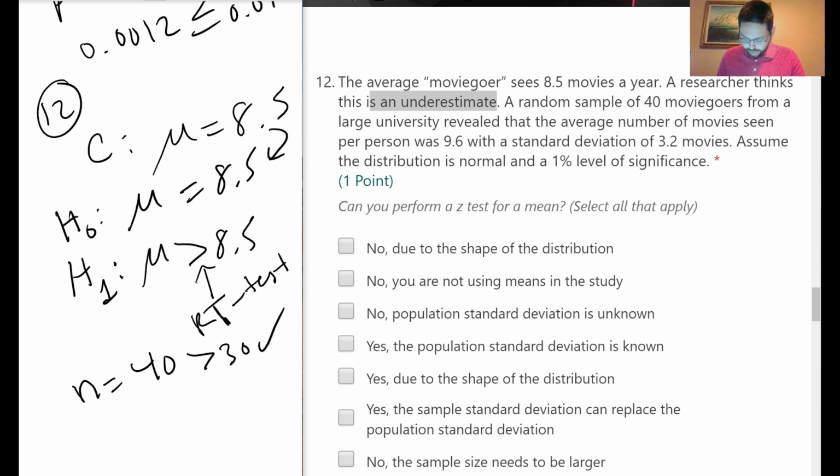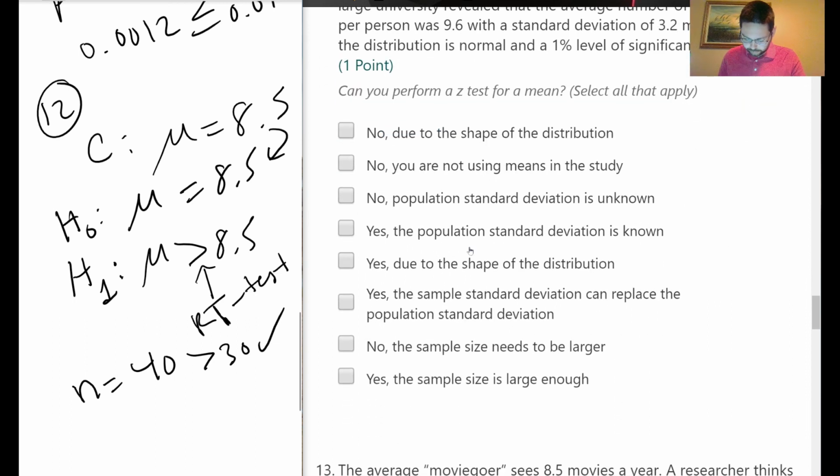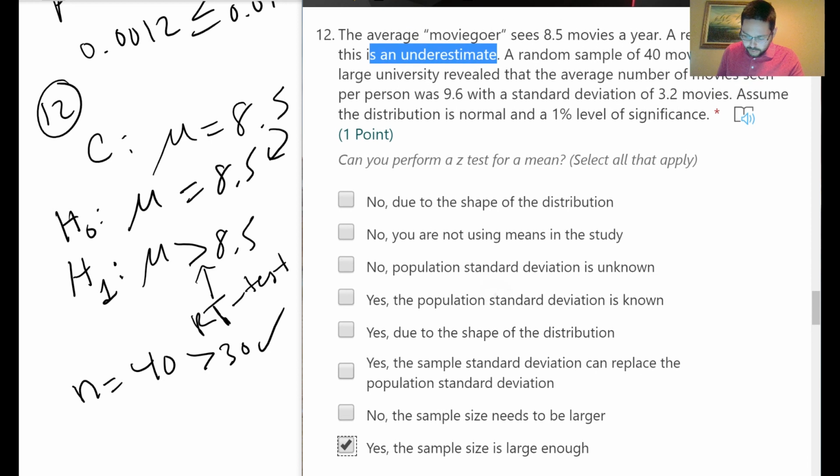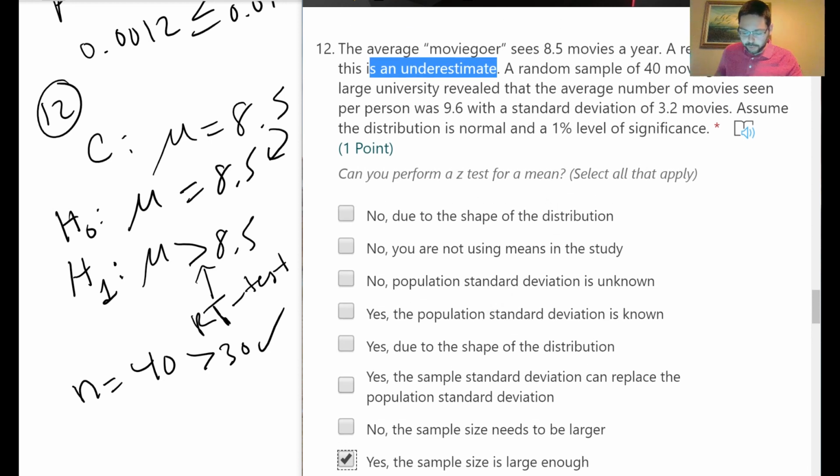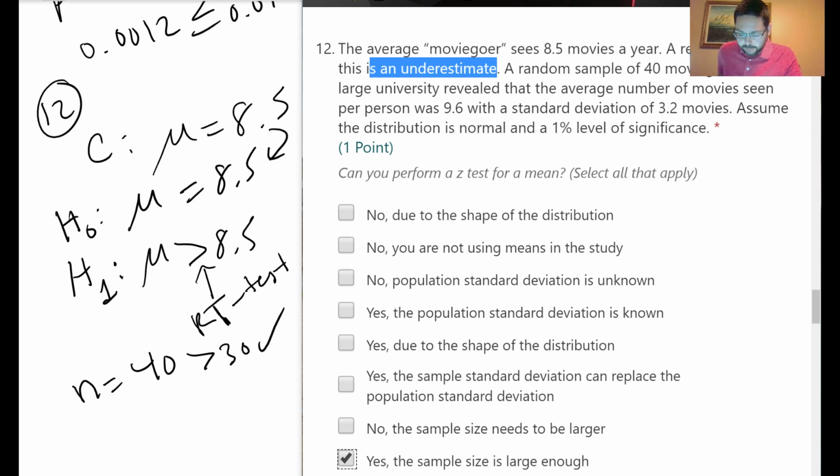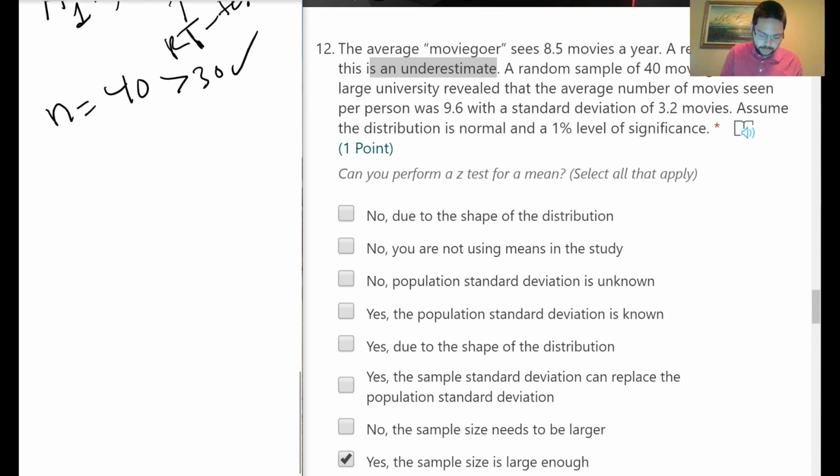And according to this, let's see. Yes, the sample size is large enough, okay? So the sample size is large enough. Now, they tell us that from a sample of 40 moviegoers, the average number seen per person was 9.6. So that's my X bar. My X bar is 9.6. With a standard deviation of 3.2.